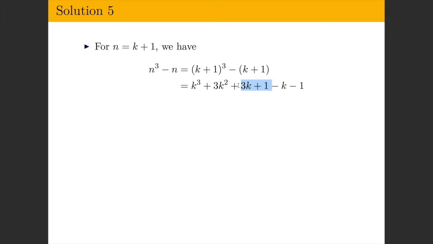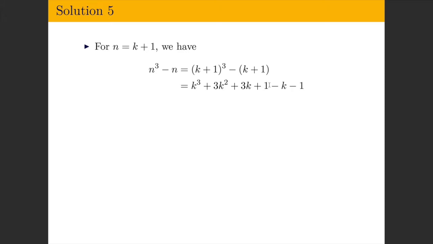So here you'll notice what I've written is k cubed plus 3k squared plus 3k plus 1. This is the expanded version of that cubic there. That's using the binomial theorem. This, of course, would be 3 choose 1. This would be 3 choose 2. This would be 3 choose 3. And this would be 3 choose 0. And, of course, we still have the minus k and the minus 1 here at the front.